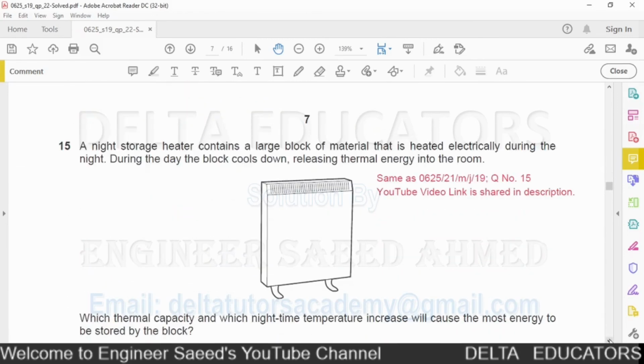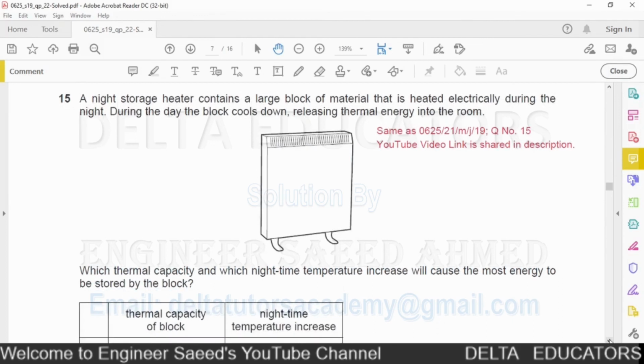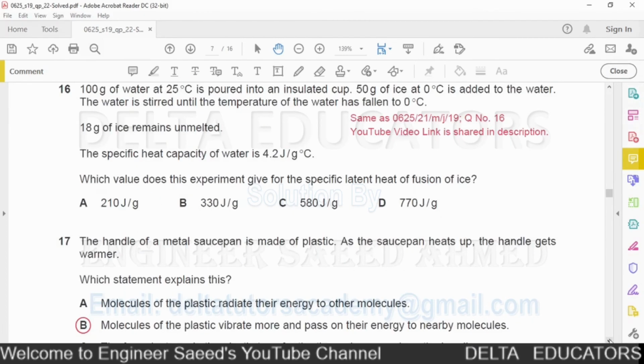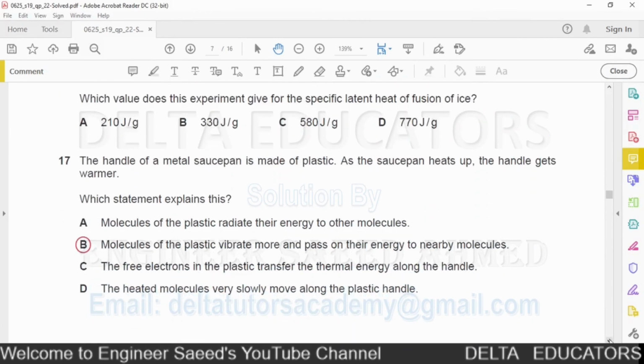Question number 15 is same as in paper 2 variant 1. 16 is also same. Question number 17. The handle of a metal saucepan is made of plastic. As the saucepan heats up, the handle gets warmer. Which statement explains this? Option A. Molecules of plastic radiate their energy to other molecules. Plastic is a solid, and in a solid, the energy is transferred because of vibration of the molecules. So option A is incorrect.